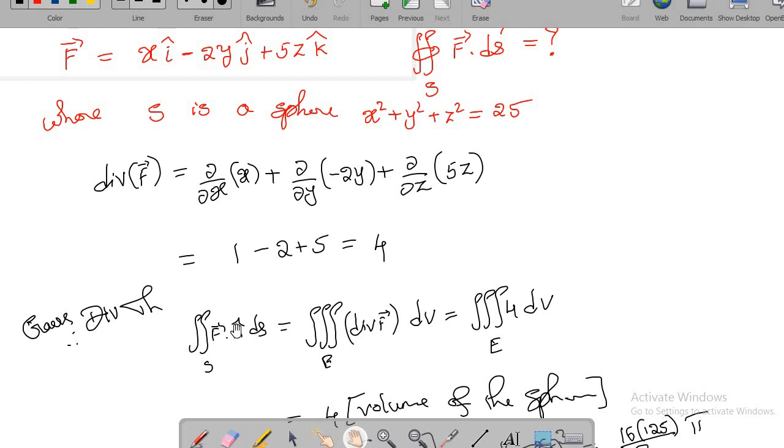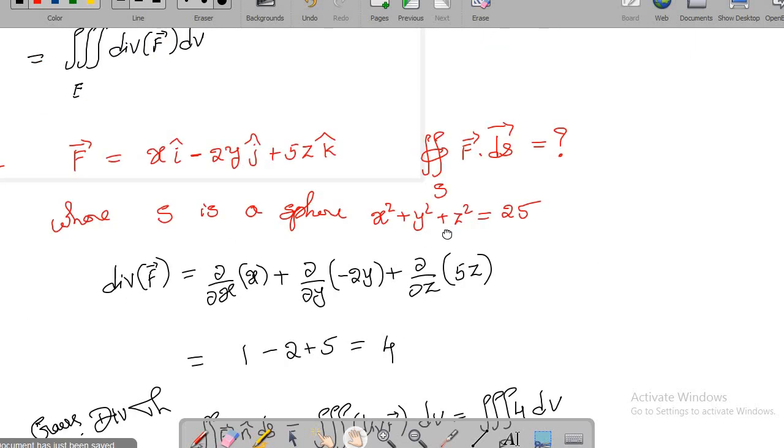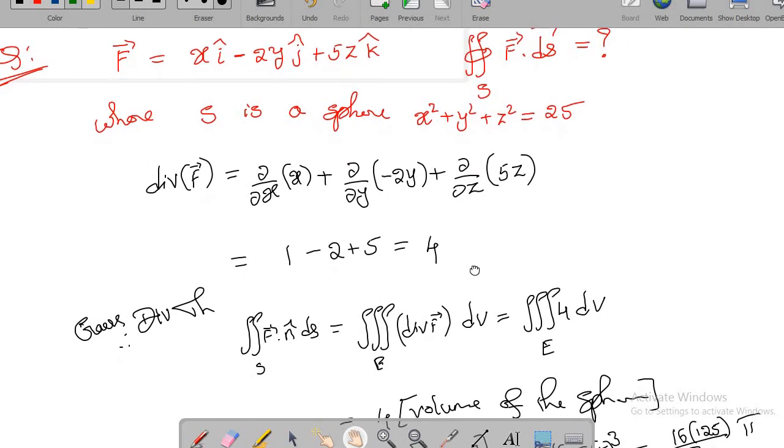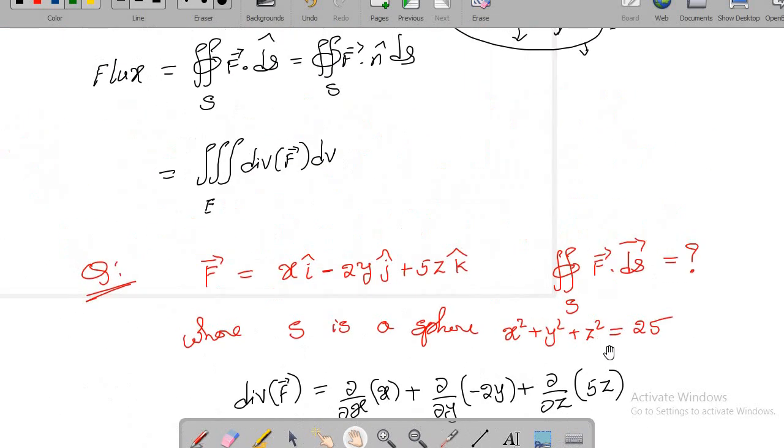Okay. And one more thing, we know one relation. The relation is nothing but divergence of curl F bar is 0. For a given vector field, we always calculate the divergence to apply the Gauss divergence theorem. If this becomes 0, the answer will be 0. Then there is nothing to discuss. Okay. So this is about the divergence theorem.